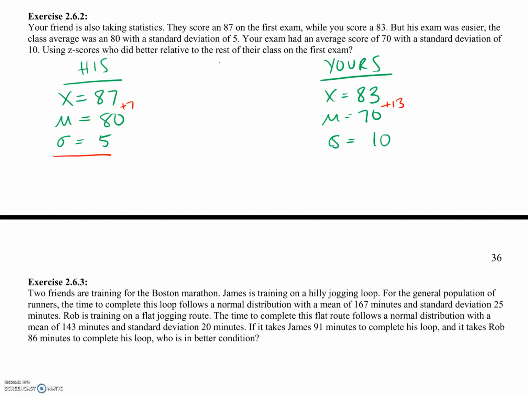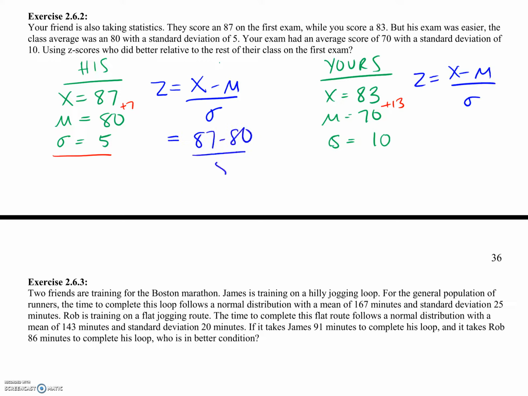Okay, so our z-score formula, again, z is our observation minus our mean divided by our standard deviation. We're going to do that same calculation for both you and your friend. On the top, we're going to end up getting that 7 points difference that you saw, and we're just going to figure out how many times 5 goes into 7. This is where that definition of a z-score comes in. So our z-score for your friend is 1.4.